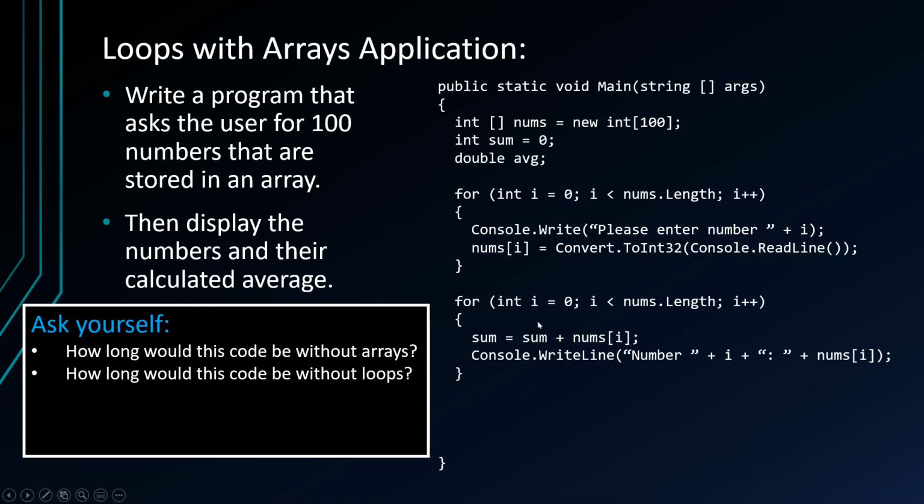So down below here, all I'm doing is taking the current element that we're looking at, nums at I, and adding it to the current value of sum. So sum is basically like a running total. It starts out at 0, then it's going to add whatever's in nums 0, and then nums 1, and then nums 2, and so on and so forth. And at the same time, I'm also displaying the current value of that element. So number 0, colon, whatever nums at 0 is. And this is another 200 lines of code we just saved.